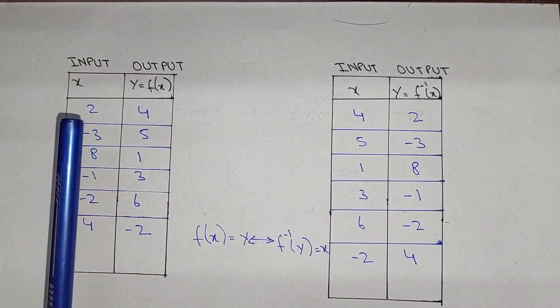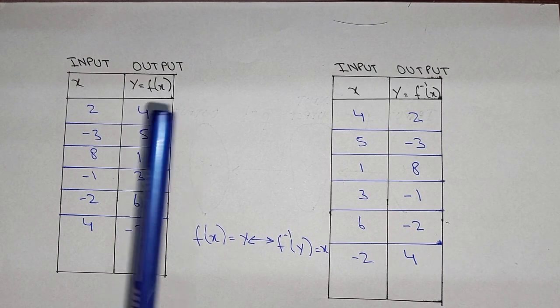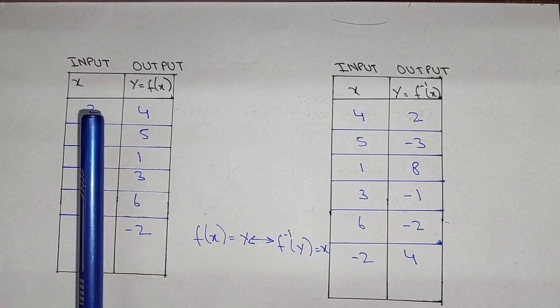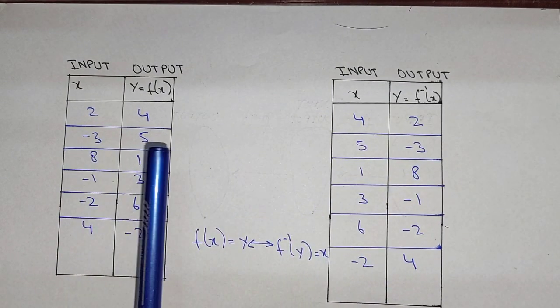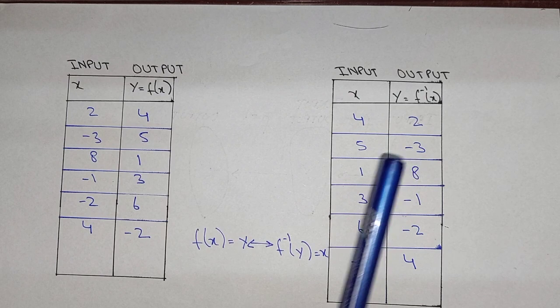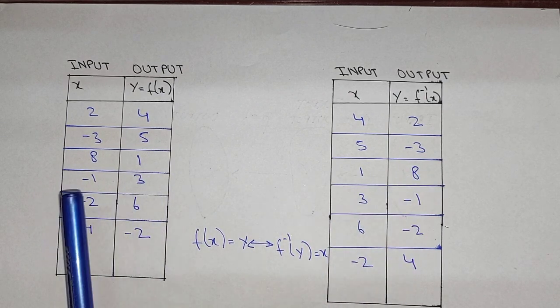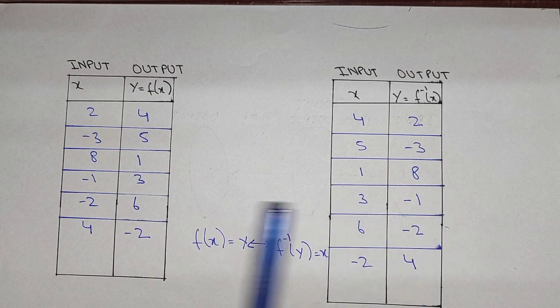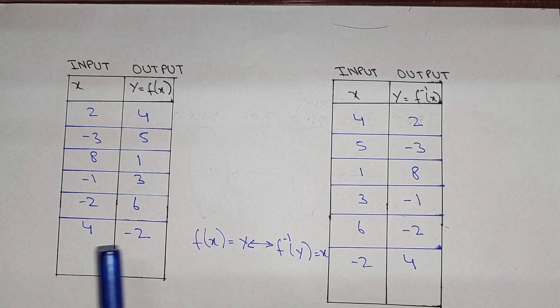So like here you can see 2 and 4, and this 4 will be the input over here and this 2 will be the output over here. In the same way, here we have minus 3 and 5, so 5 and minus 3; 8, 1 and 1, 8; minus 1, 3 and 3, minus 1; minus 2, 6 and 6, minus 2; 4, minus 2, and here we have minus 2, 4. So this is simply the reciprocal.